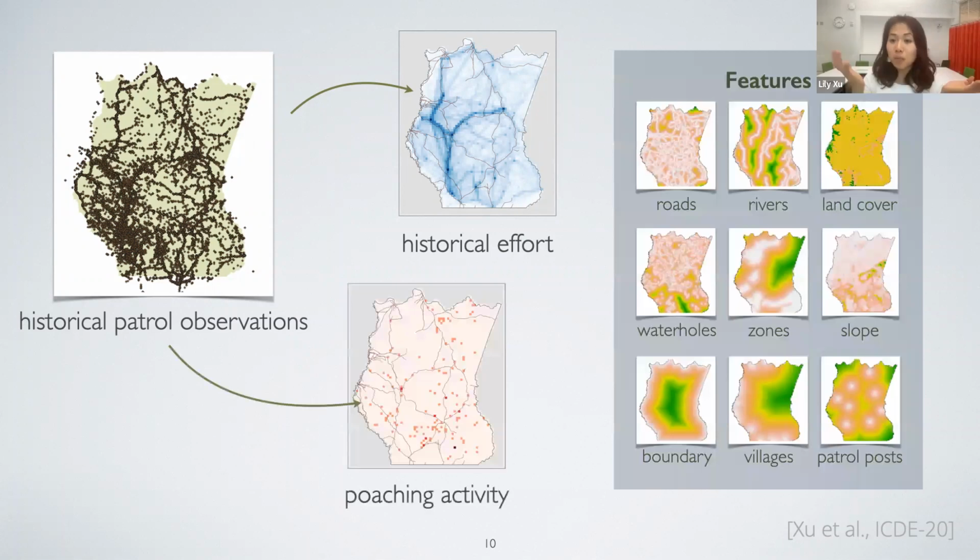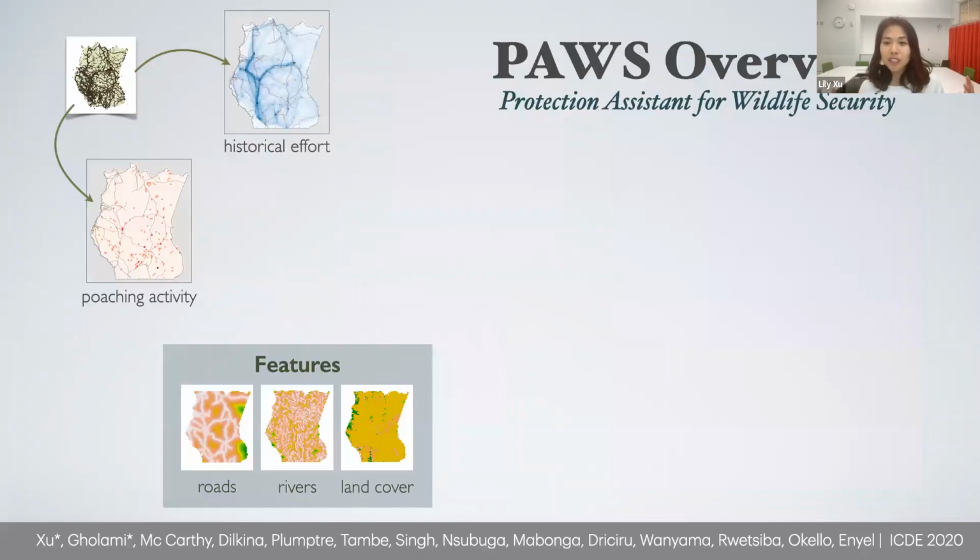And then what we input into our machine learning model are all the covariates that we think might be correlated with poaching risk. So we have landscape features such as where the rivers are, what the land cover is, animal density. We have human features such as where the roads are and villages and patrol posts. And we also have a lot of temporal information such as temperature, precipitation, and vegetation that changes on a month-to-month basis. So all of these become inputs into our machine learning model.